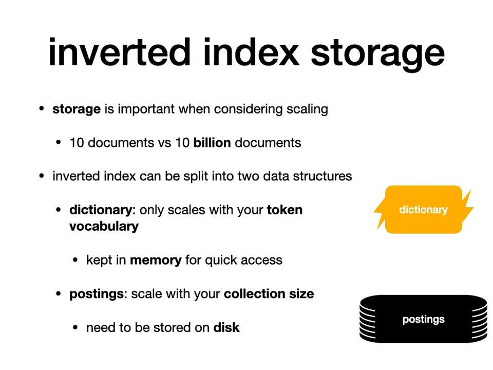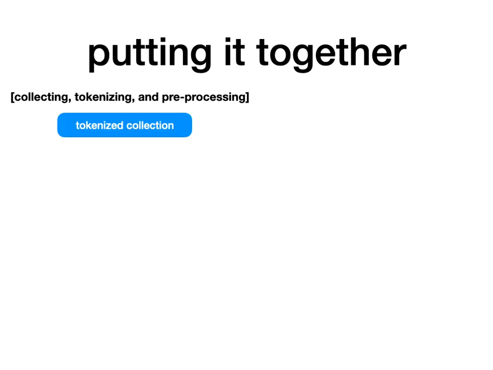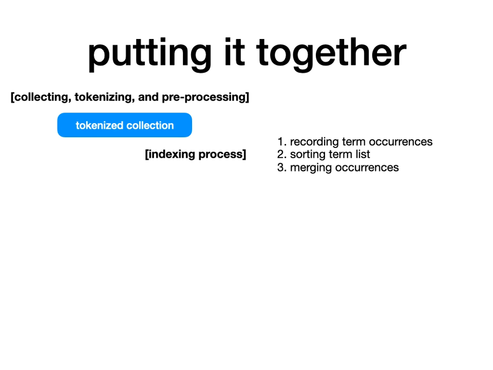So, putting all this together, we have this process. We collect, tokenize, and otherwise entirely pre-process our collection of documents. So we have a tokenized collection. We run through the indexing process that we've gone over here, and we record the term occurrences. We sort the list of those occurrences, and we merge them into an inverted index.